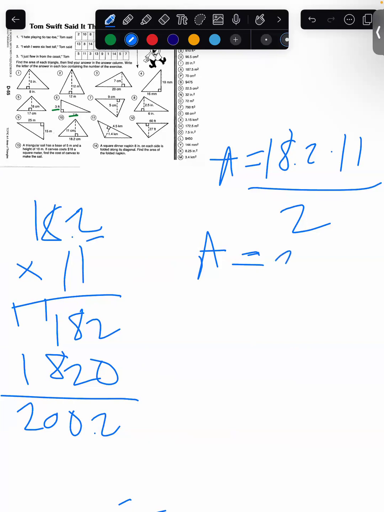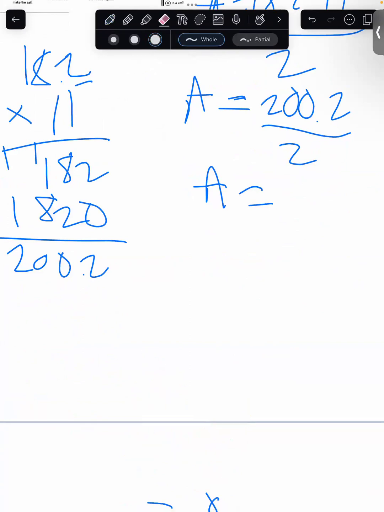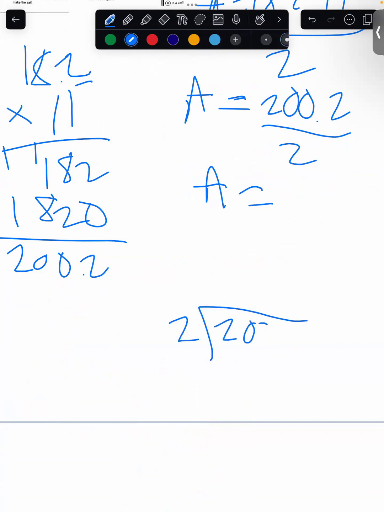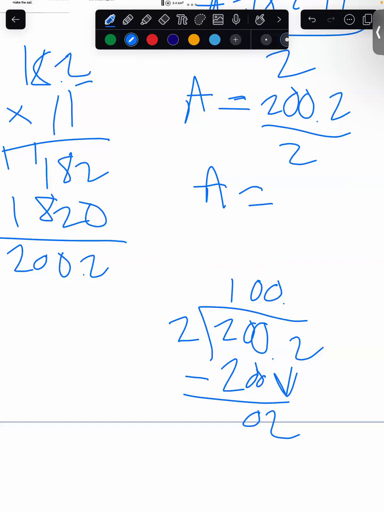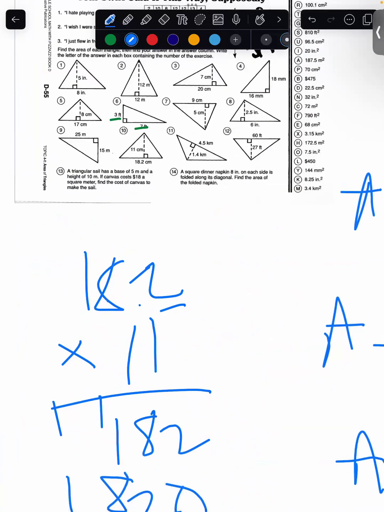That's how many there are in the answer. Oops. And then 1 decimal place in the problem, so 1 in the answer. So 200.2 divided by 2. Then we're going to divide that by 2. And when you do that, you're going to get 100.1. Okay. So basically, I'm just saying 2 times 100 is 200, right? And then 0.2 was going to be a 1 there. Okay, 100.1. All right, and that would be square centimeters.